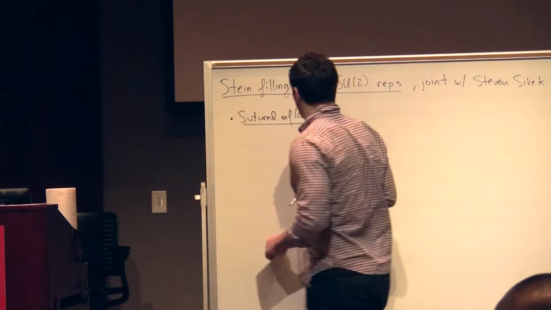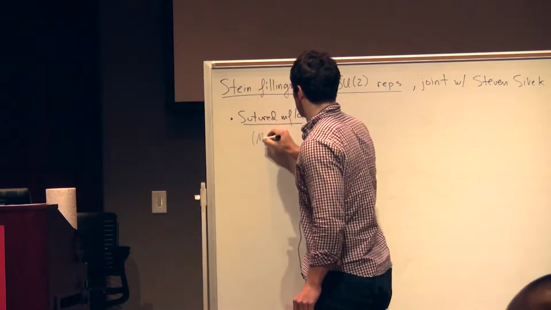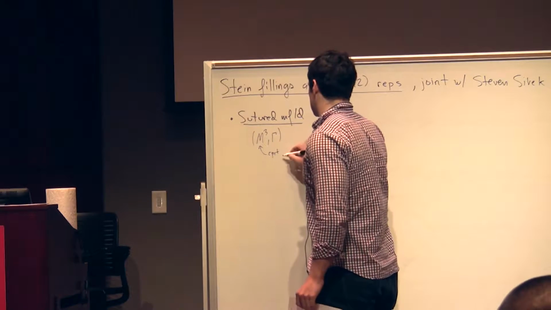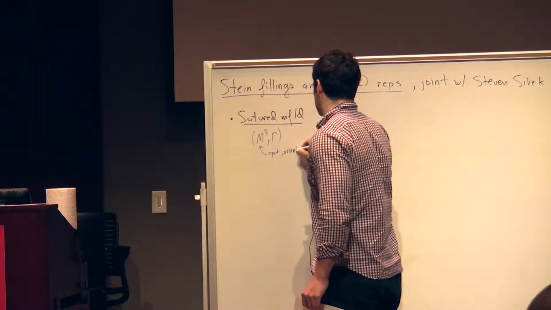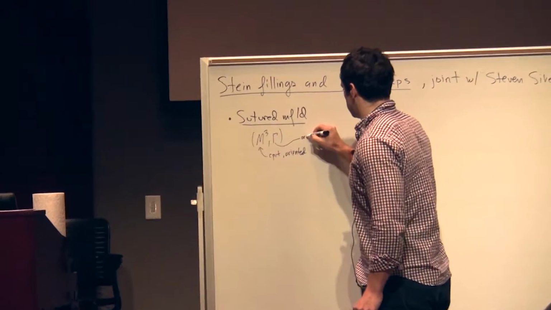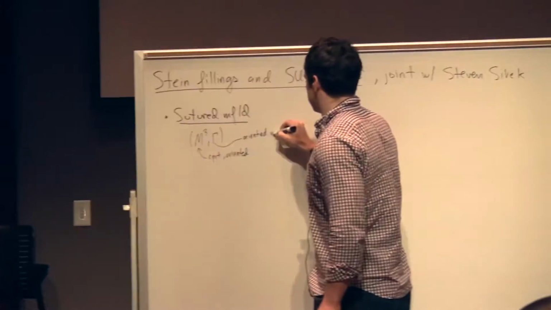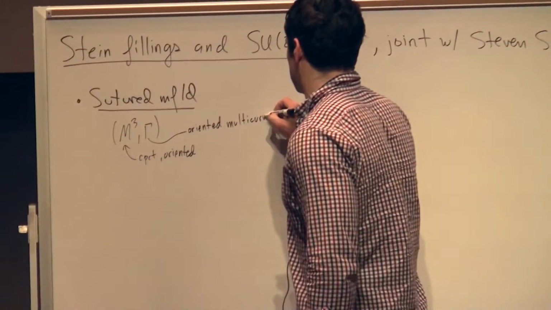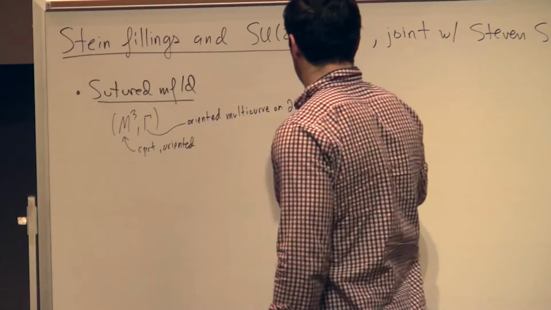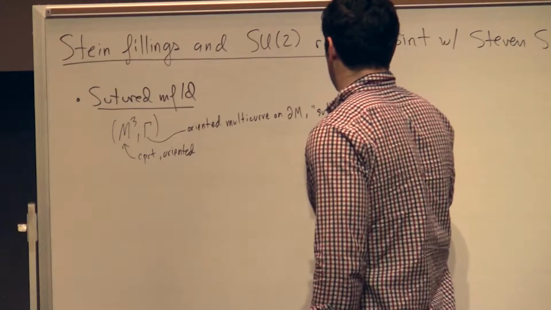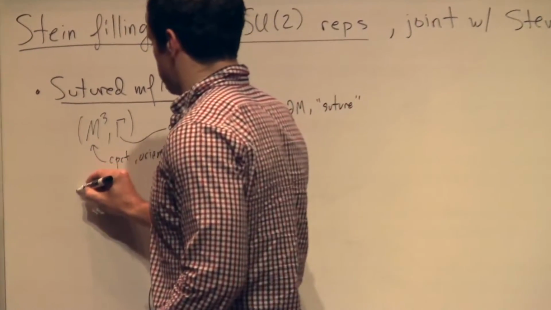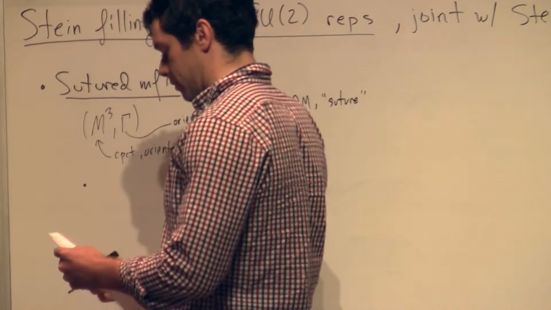So for us, a sutured manifold will be a compact, oriented three-manifold M, with a decoration, so an oriented multi-curve on the boundary of M. And this is what's called the suture. And the manifold and this decoration have to satisfy a few properties to qualify as a sutured manifold.